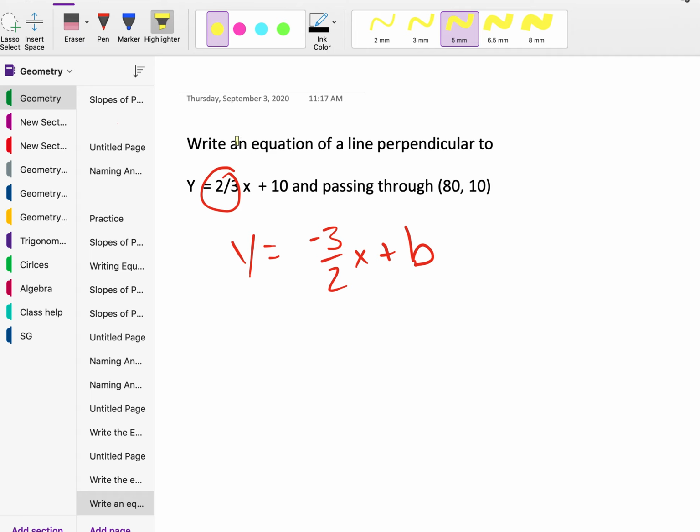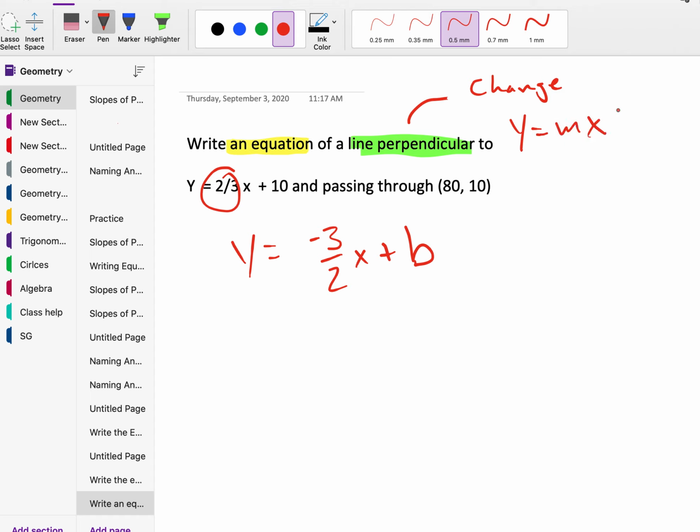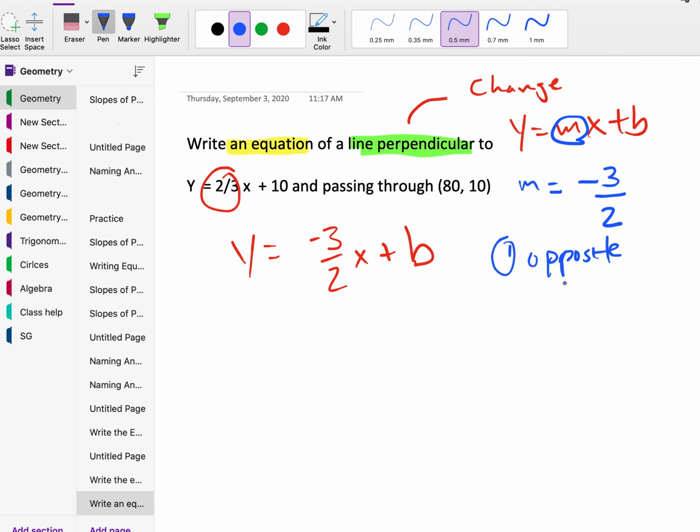And here's what I would unpack when I read this. First of all, we're writing an equation, so our final answer needs to be y equals something x plus b. Okay, second is the word perpendicular. The word perpendicular tells us I need to change my slope. And our slope is our m in front of the x. When y is alone, it's right in front of the x. In this case, it's 2/3. So our new slope is going to be negative 3/2. Opposite sign and the reciprocal, which is to flip the number upside down.